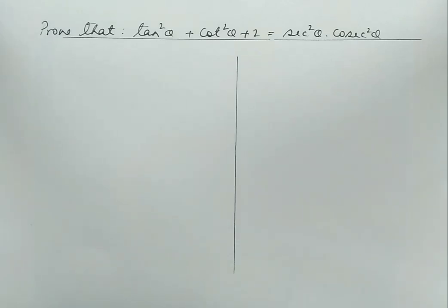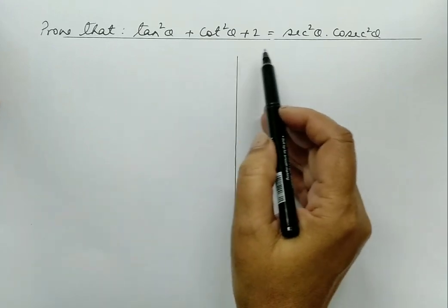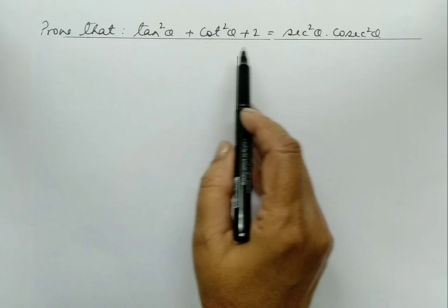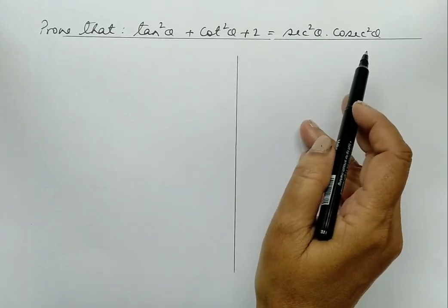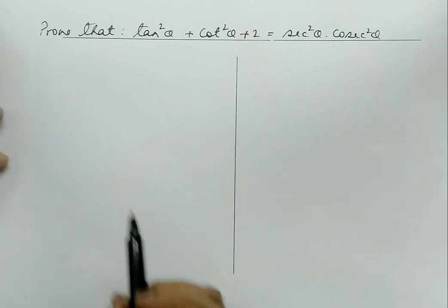Hi guys. So as you can see, there is a trigonometric equation before us. We need to prove the left hand side equals the right hand side. Well, this seems a little intricate at the beginning, but I can assure you this is very simple. Just wait and watch. All right, guys.